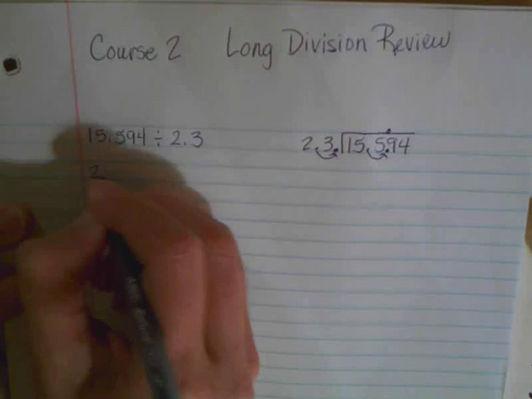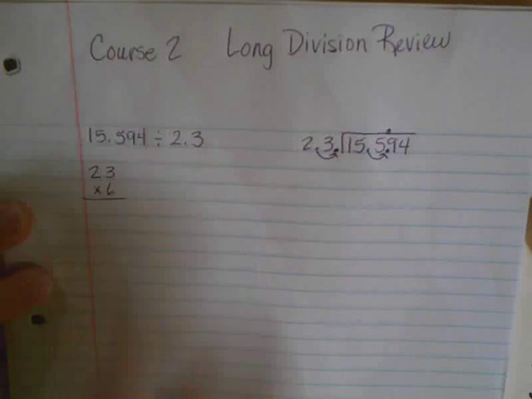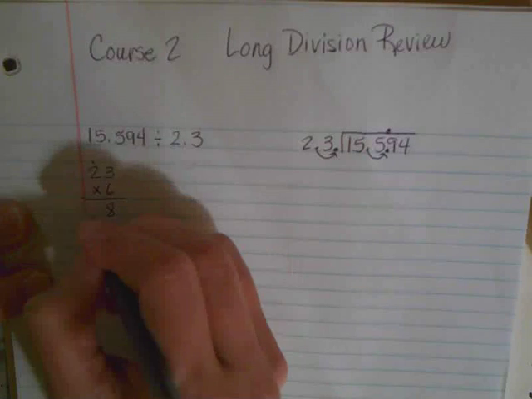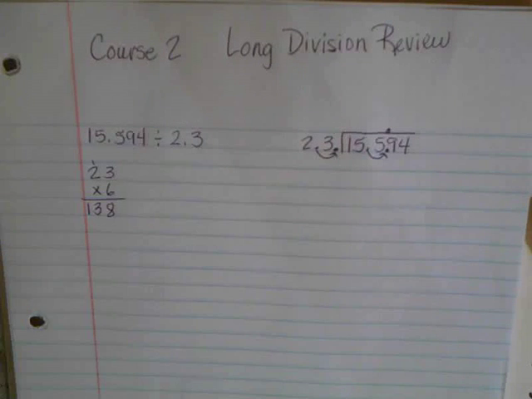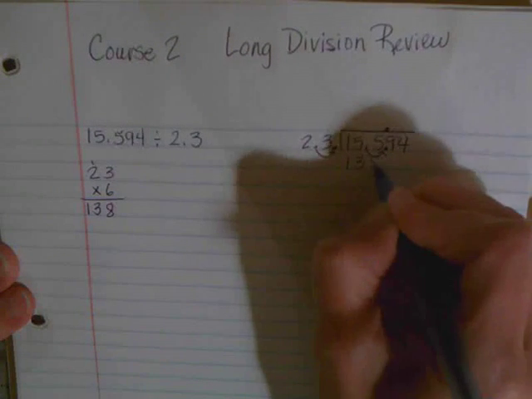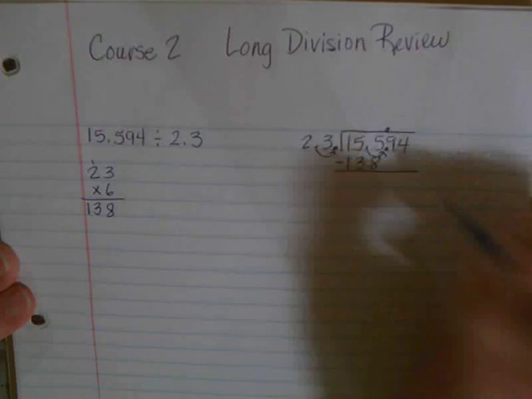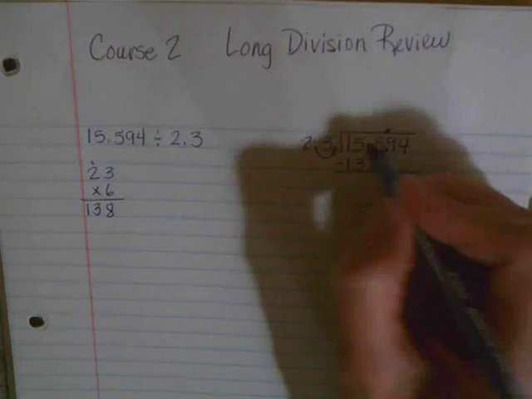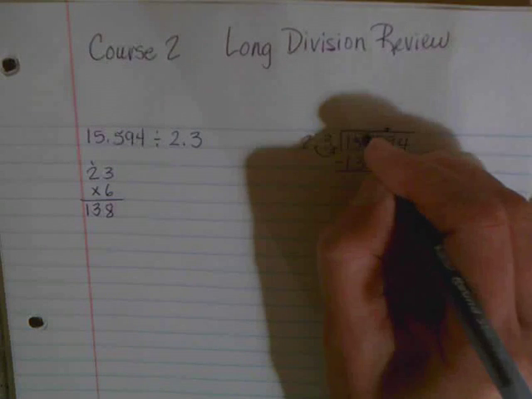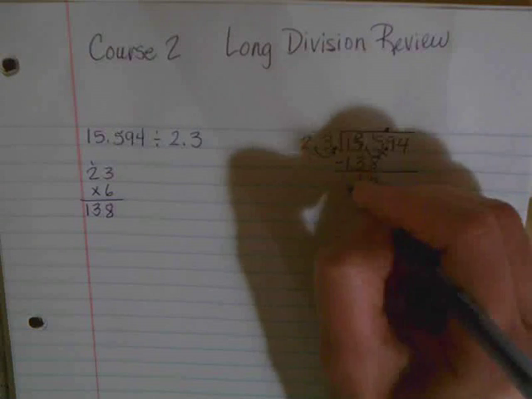Now what you might even want to do is just pop off to the side and do it off on the side. So 3 times 6 is 18, 2 times 6 is 12, and 1 is 138. So I then subtract 138 from 155. I'll need to borrow, so 15 minus 8 is 7, and 4 minus 3 is 1. 1 minus 1 is 0.